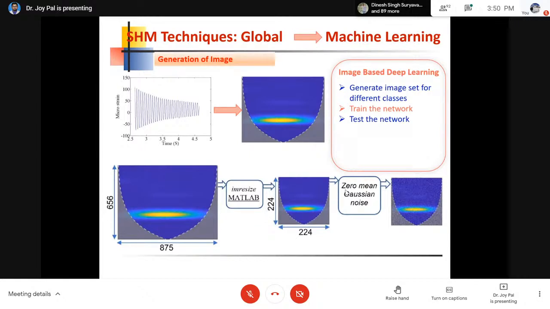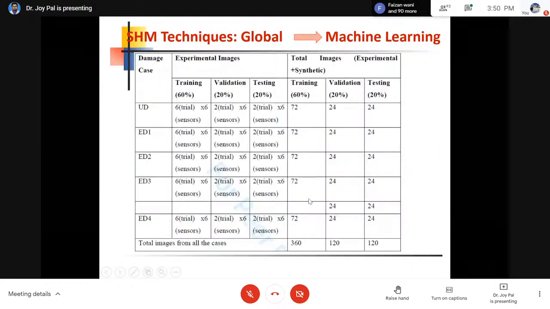So how will this variation come in our structural health monitoring? Because from numerical analysis or an experiment you can get only one data set. So if you want to create a large image set or large data, you need to add some kind of noise, and using different levels of noise we have created the image set. So now my data is ready. You can see here how I generated the images. In total, 5 cases I have considered, not the 7 cases like earlier, and for each case I generated 72 images for training, as you can see here.